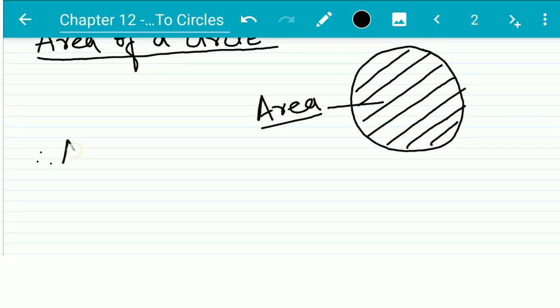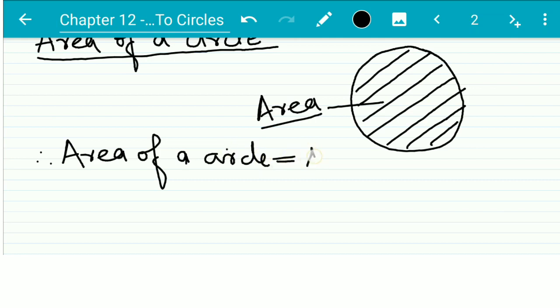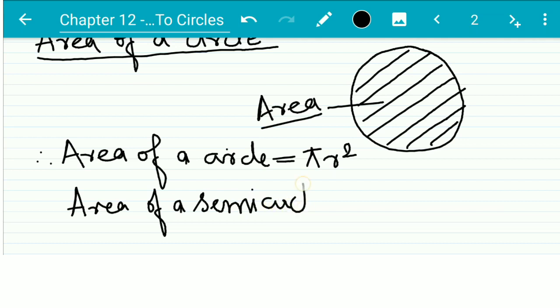Therefore, area of a circle equal to, we know area of a circle is pi r square. So if area of a full circle is pi r square, what will be the area of a semicircle? Semicircle means half of the circle. So it will be half of pi r square. Area of a circle is pi r square, so area of a semicircle will be half of that, that is pi r square by 2.